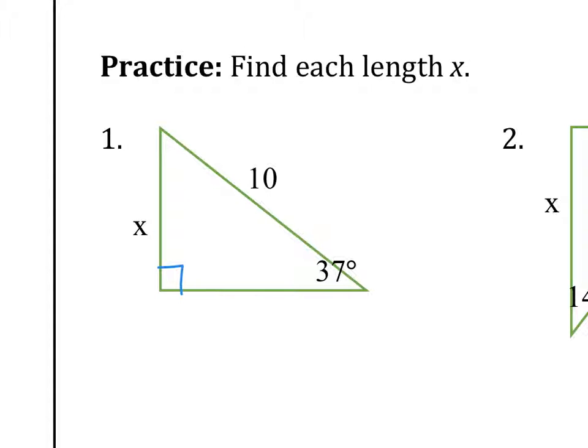If you're standing at 37 degrees and you're looking at x and 10, what ratio would they make? What kind of trig ratio? Sine? Okay, yes, opposite and hypotenuse. So sine 37 degrees is equal to opposite over hypotenuse. Okay, so you always stand at the angle and you ask, given these two pieces of information, what kind of ratio are they making, so then I can solve this.